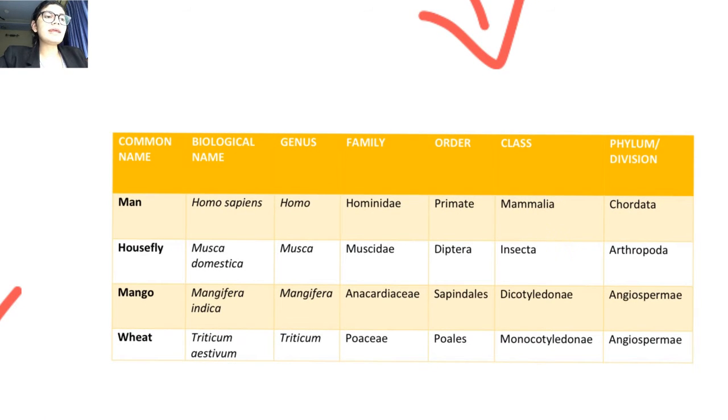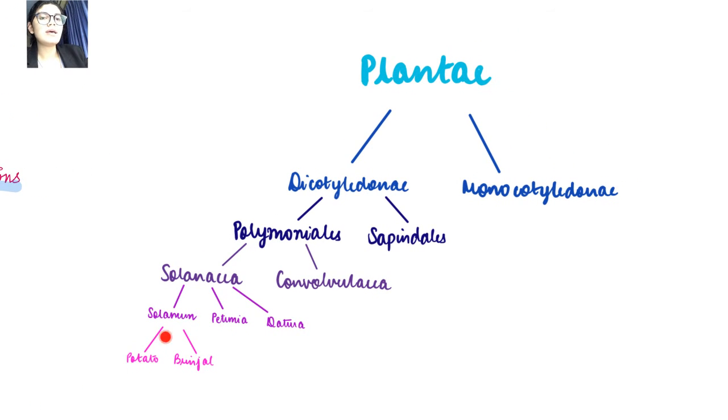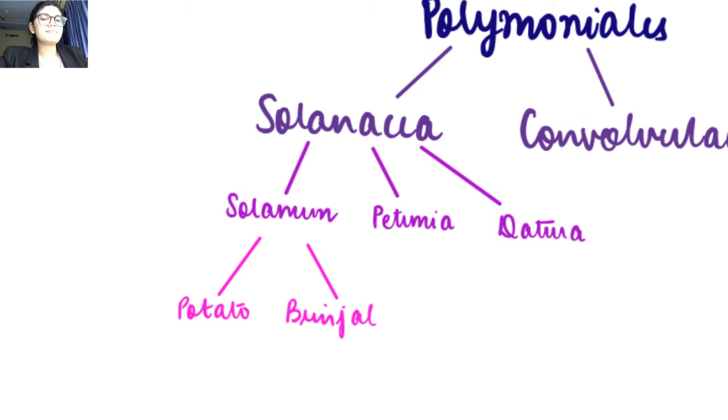But before we get into those, let's just revise what we learned so far. ठीक है? So potato and brinjal belong to Solanum. ठीक है? Solanum, Petunia and Datura belong to Solanaceae. Solanaceae and Convolvulaceae belong to Polymoniales. Polymoniales and Sapindales belong to Dicotyledonea. ठीक है? ये समझा?